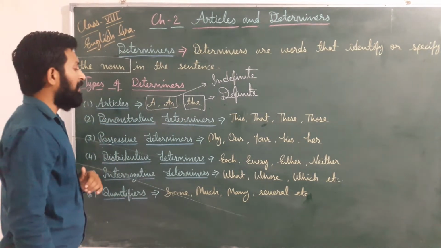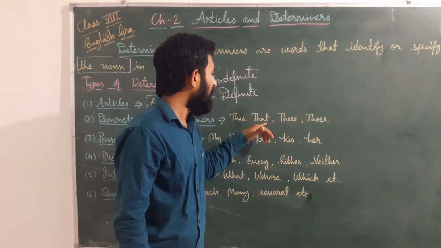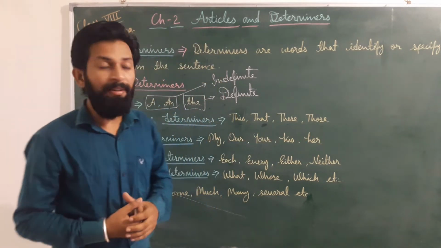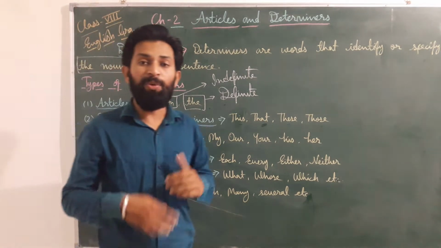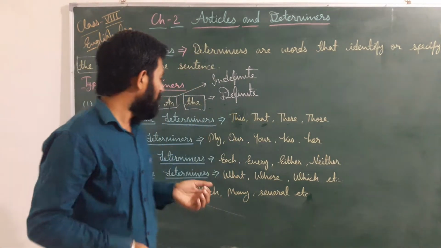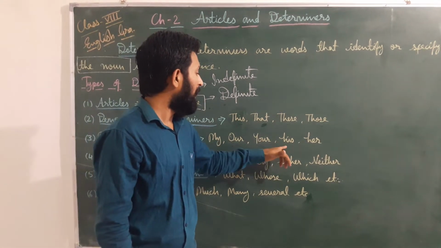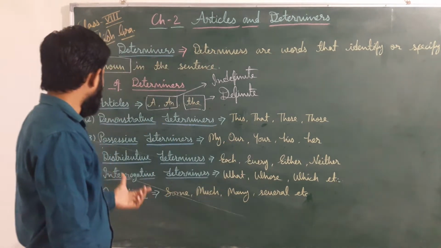Second one is demonstrative determiners. In demonstrative determiners there are four words: this, that, these and those. All four are known as demonstrative determiners. Possessive determiners means that type of words that show possession with any person, like my, our, your, his, her. All that type of words are known as possessive determiners.